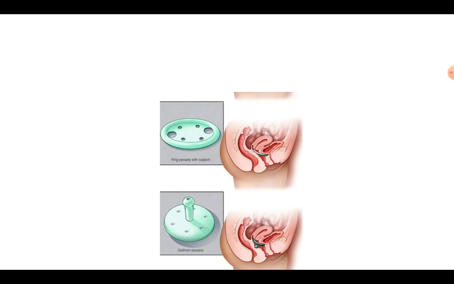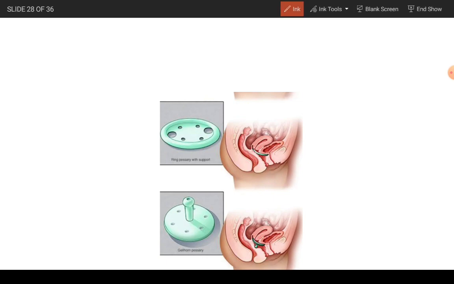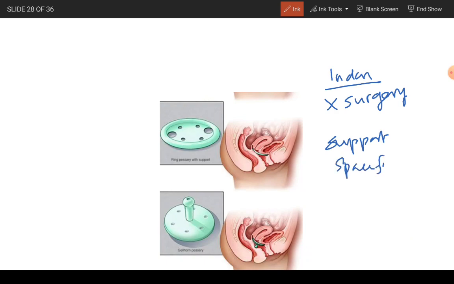In which case will you give a pessary? What are the indications? Whenever surgery is not possible, you give this. Either the patient is unwilling for surgery, or the patient is high risk for surgery, or the patient is a pregnant woman or in lactation. At that time you can give a pessary. There are two roles, support and space filling. This ring pessary is an example for support, and the Gellhorn pessary is space filling.